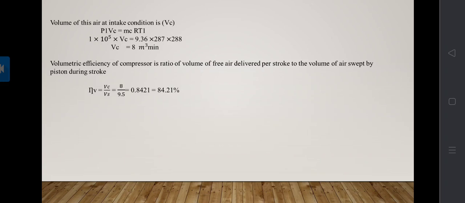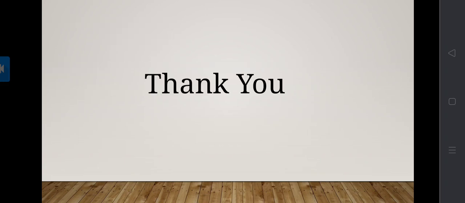So lastly we have to find out the volumetric efficiency of the compressor, which is the ratio of the volume of free air delivered per stroke to the volume of air that is swept by the piston during the stroke. So volumetric efficiency is equal to VC divided by VS is equal to 8 divided by 9.5, that is 0.8421, that is 84.21%.